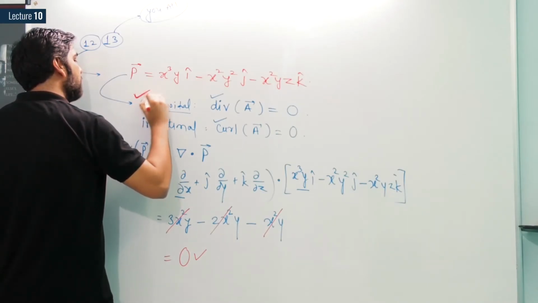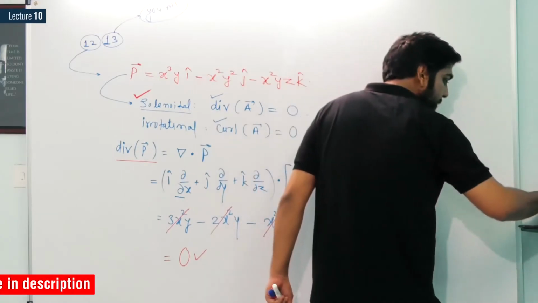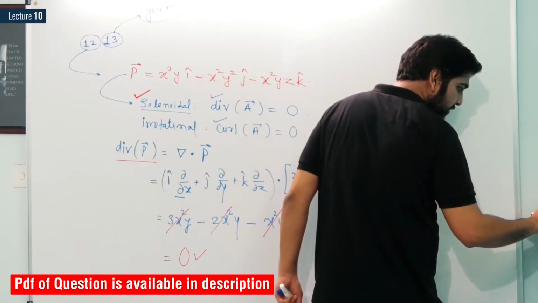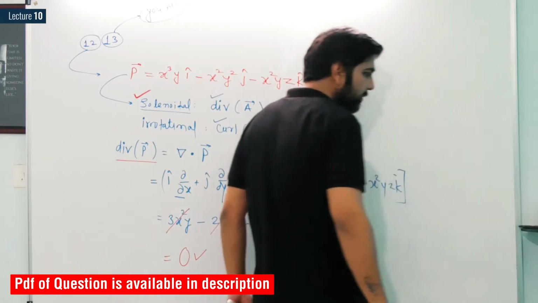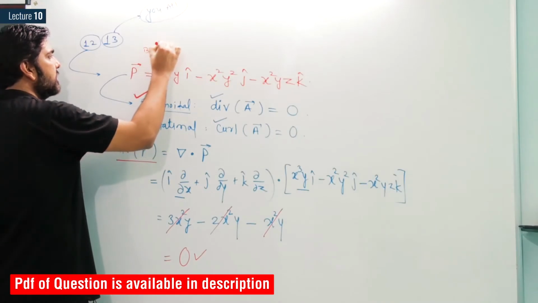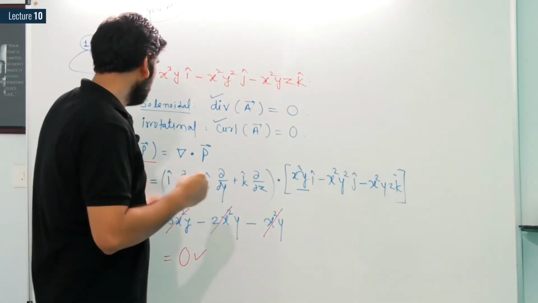So I am putting a small tick. Yes, this is solenoidal, not neither solenoidal nor. So the option solenoidal means it can be A and it can be D. So options B and C are not possible. Okay, fine. Now we need to find the curl.